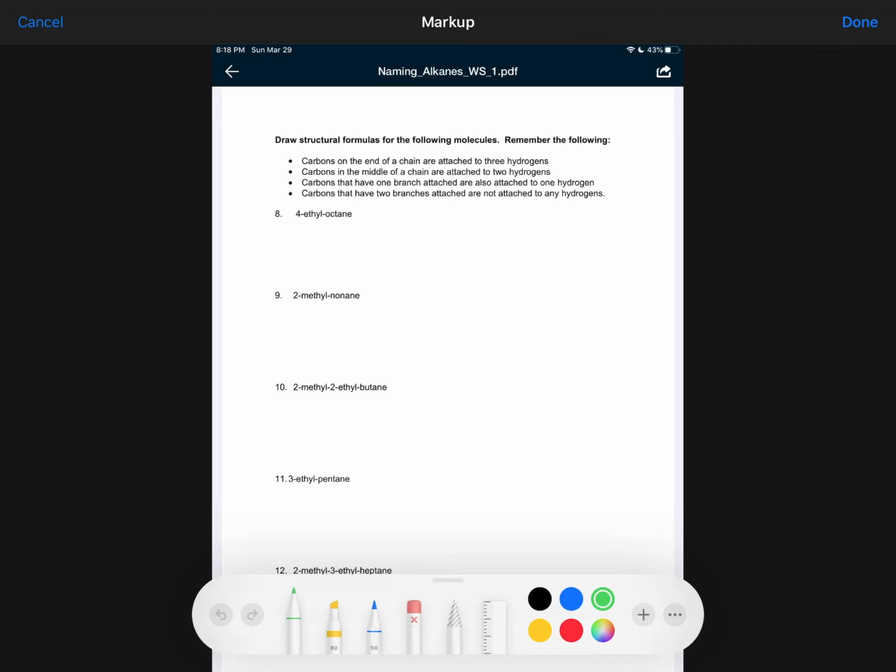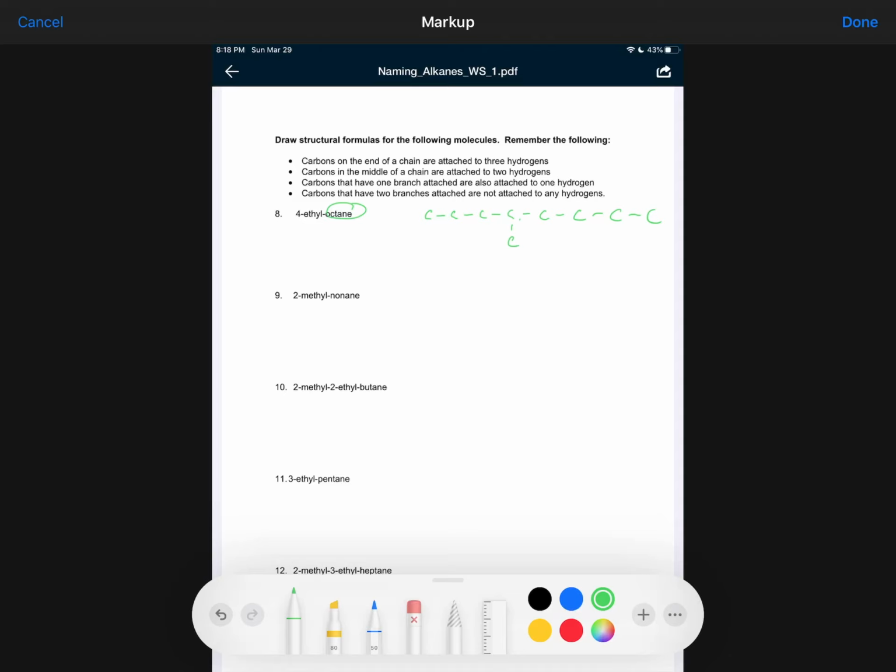Looks like I have the green marker. So we have octane. It'd be best just to do skeleton formulas. So we'll do skeleton formulas first. So we have 8 carbons in a row, octane. 1, 2, 3, 4, 5, 6, 7, 8. These are very easy to make mistakes on. And it says that on the number 4 carbon there's an ethyl group. So 1, 2, 3, 4, there's an ethyl group.